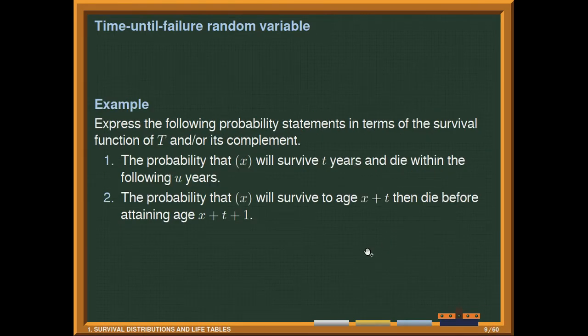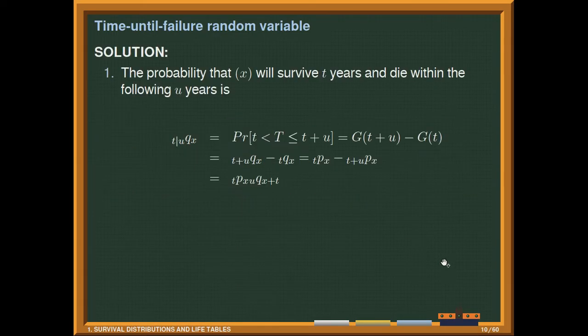Now, let's have some probability statements regarding this random variable capital T. So number 1, we would like to get the probability that a person will survive to t years and die within the following u years. That is, the probability that a person age x will survive to age x plus t, then die before attaining age x plus t plus u. Okay?